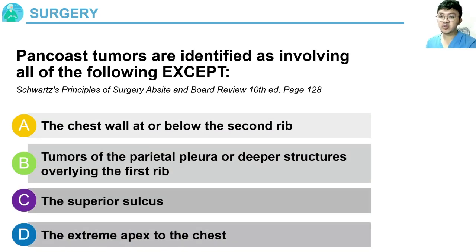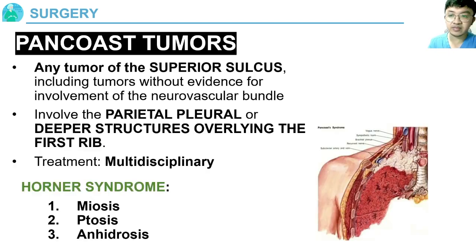Next, Pancoast tumors are identified as involving all of the following except: A. The chest wall at or below the second rib. B. Tumors to the parietal pleura or deeper structures overlying the first rib. C. The superior sulcus. Or D. The extreme apex of the chest. Okay. So Pancoast tumors are identified as involving all of the following except the chest wall at or below the second rib, because it's not the second rib, it's the first rib.